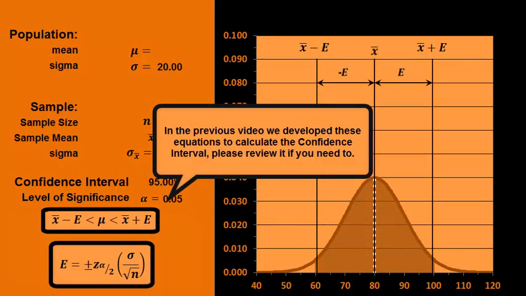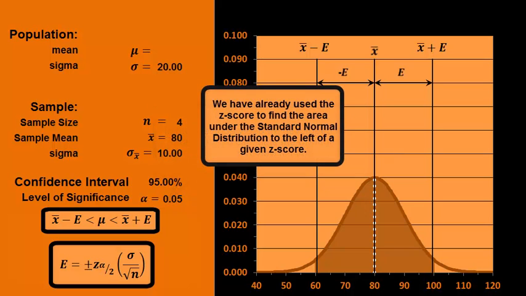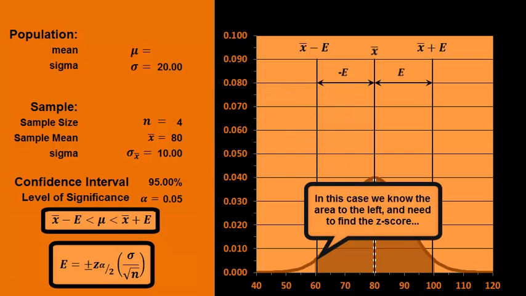In the previous video, we developed these equations to calculate the confidence interval. Please review it if you need to. We have already used the z-score to find the area under the standard normal distribution to the left of a given z-score. In this case, we know the area to the left and need to find the z-score.